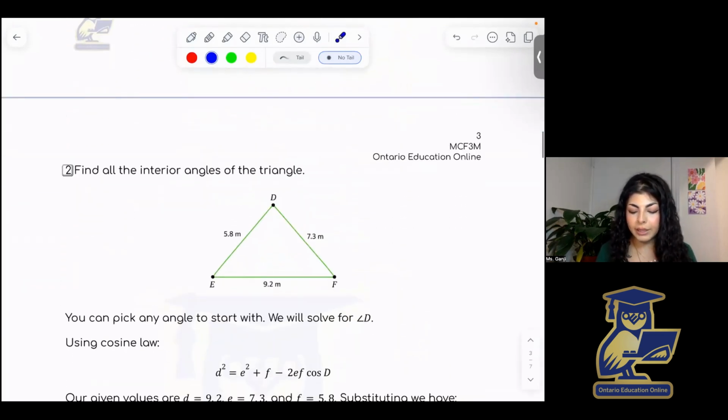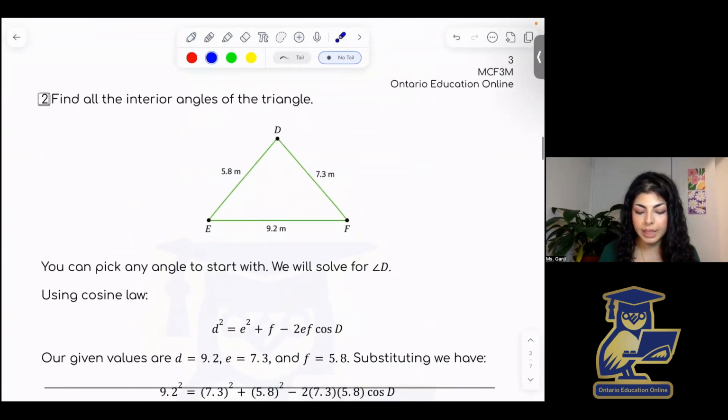Now let's solve the second triangle where we had all the three side lengths. And in this case, you can pick any angle that you want to solve for. Because you have the three side lengths, it really doesn't matter which angle you choose. So I actually would challenge you to pick an angle that I haven't picked. I will be solving for angle D, but I suggest you try angle E or F and see that you also get the same answer, just to practice using cosine law on your own.